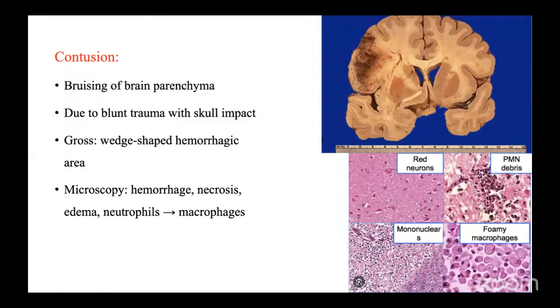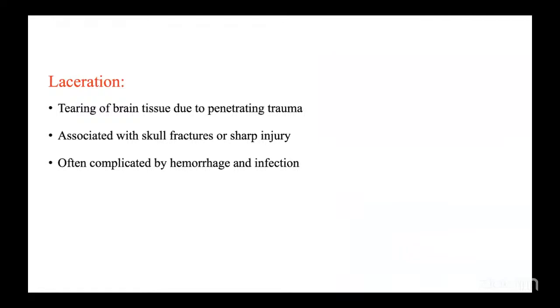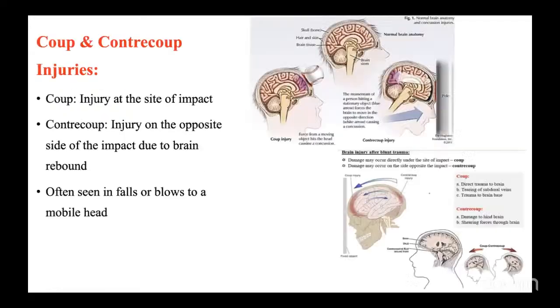And then we come to the contusion. Contusion is due to the bruising of the brain parenchyma due to blunt trauma with skull impact. Grossly, we can see this as a wedge-shaped hemorrhagic area. In microscope, we can again see the hemorrhage, necrosis, edema, neutrophils. Same thing as we have seen in the ischemic stroke, we can see in this contusion. Then we come to the laceration. There is nothing much to it, but it is just tearing of the brain tissue due to penetrating trauma, which is associated with a skull fracture or sharp injury, and it is often complicated by hemorrhage and infection. Again, we see the same changes that we see in the hemorrhage.